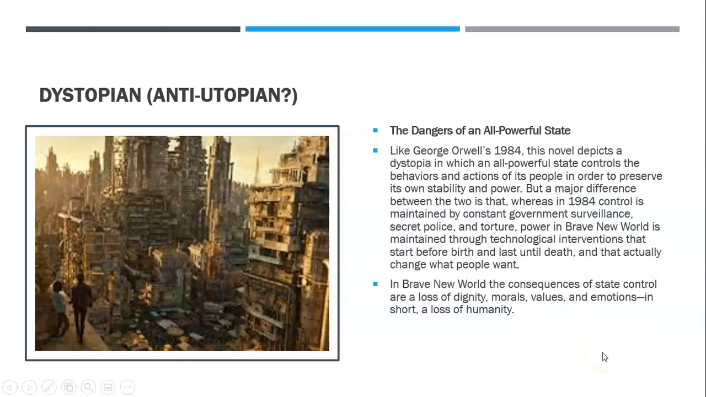So, Huxley is also really challenging us to think about the dangers of an all powerful state. Like Orwell's 1984, this novel depicts a dystopia in which the all powerful state controls the behaviors and actions of its people in order to preserve the stability and power of the state. The major difference between the two is that whereas in 1984 control is maintained by constant surveillance, torture, and police, in Brave New World it's maintained through technological intervention. In Brave New World, the consequence of state control is also a loss of dignity, morals, values, and emotions, basically a loss of what we would consider humanity.